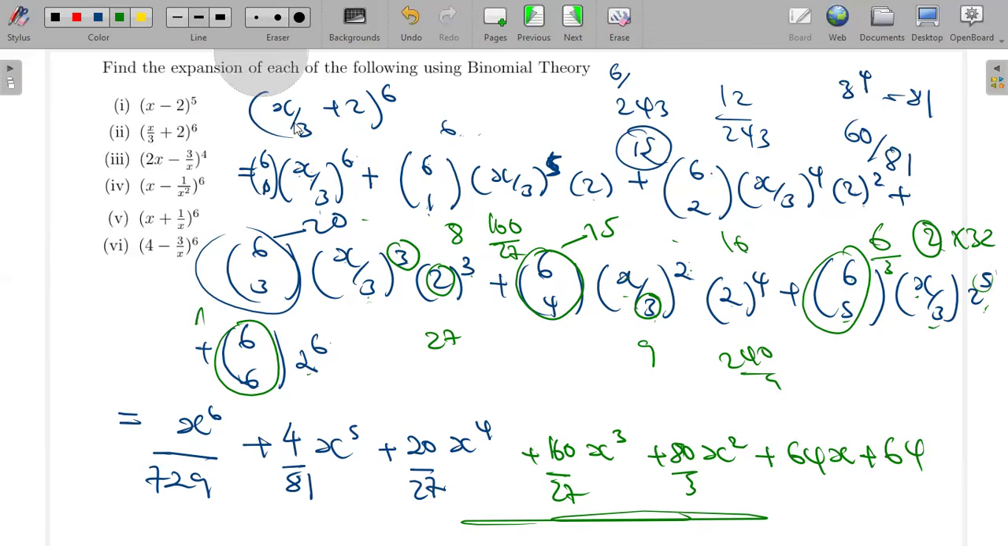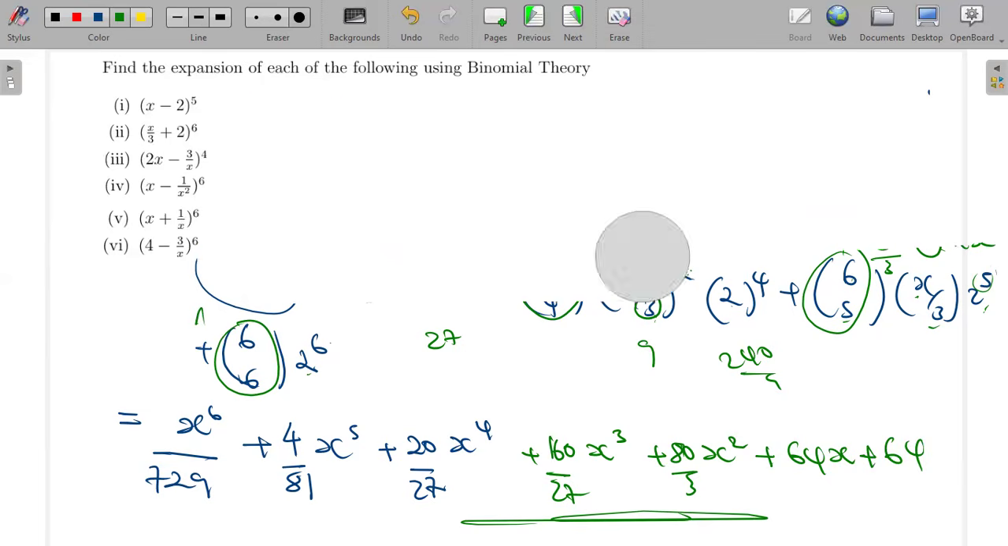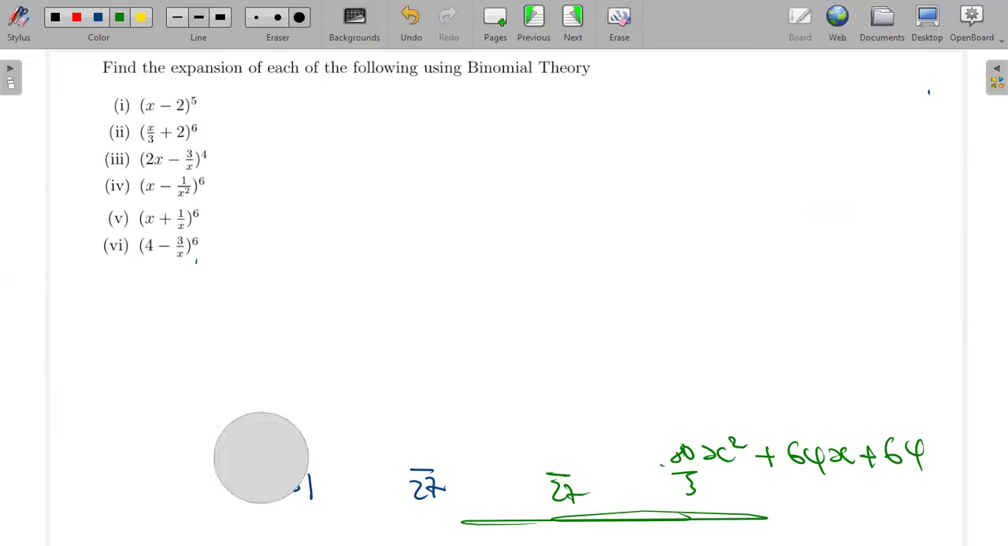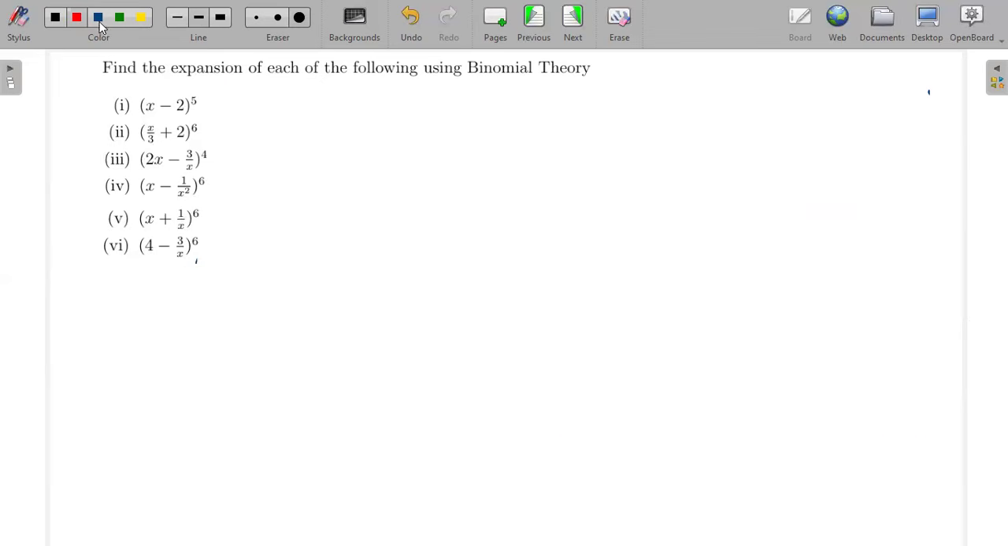So the next is just using the same method which we have looked at here. And that is now to the power of 4. So that is (2x minus 3 over x) to the power of 4. Okay, so this here, you do the same thing. So I'm just going to write what you're doing. So that is 4. Our n is now 4. Choose 0. Then you get 2x to the power of 4. And then that is plus. Next is 4 choose 1.